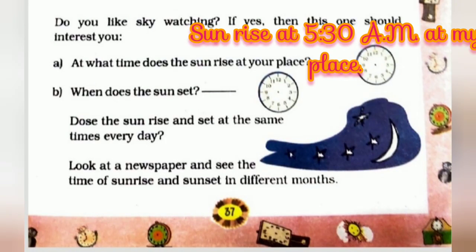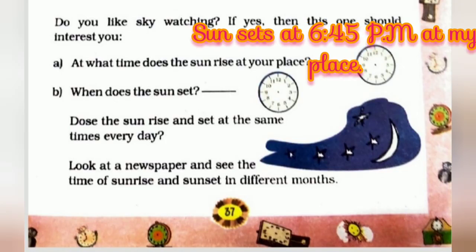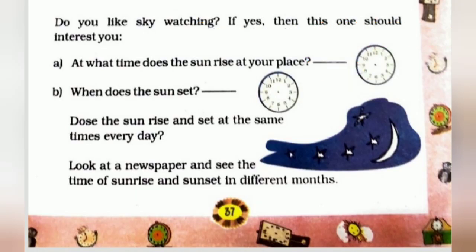B. When does the sun set? At my place, the sun sets at 6:30 or 6:45. Does the sun rise and set at the same times every day? No, it changes according to season. Look at a newspaper and see the time of sunrise and sunset in different months. Children, you can note it very well in your notebook.